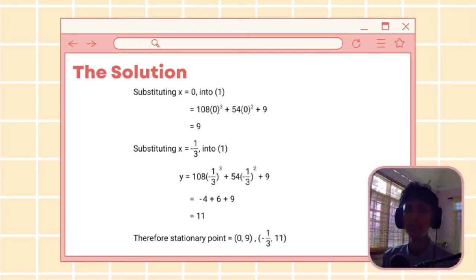And the next one, we're going to substitute x equals negative 1 over 3, and we're going to put it into the first equation also. So y equals 108 multiplied by negative 1 over 3 to the power of 3 plus 54 multiplied by negative 1 over 3 to the power of 2 plus 9. So the final answer is going to be 11. And therefore, the stationary points are (0, 9) and (negative 1 over 3, 11).